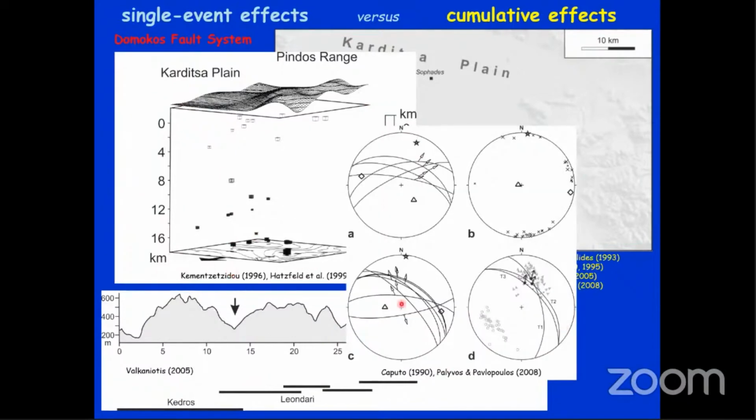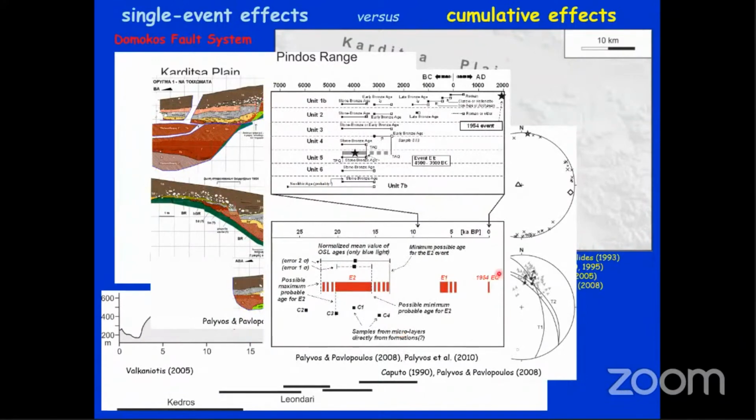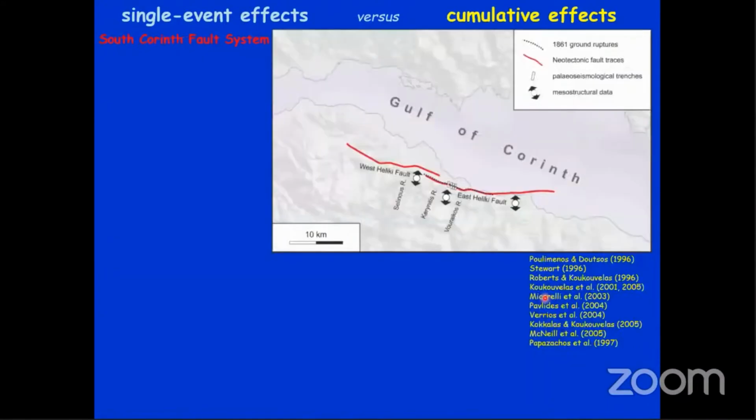We have mesostructural data providing the kinematics, different structural data, slickenlines, slickensides, and so on. We have paleoseismological trenches. We can do as many as we want, providing information about the seismic history that affected that seismogenic source in recent times. Move to the last example.